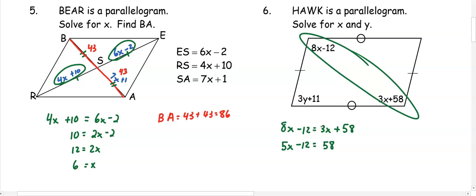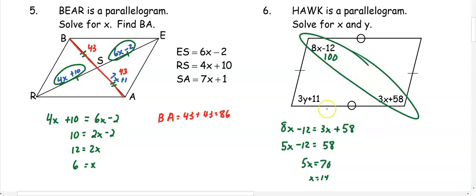Then we're going to add 12 to both sides. So we get 5x equals 70. And when we divide, 70 divided by 5, we get x is 14. Now that we know x is 14, we can substitute into an angle. So let's do 8 times 14 minus 12 gets us 100.